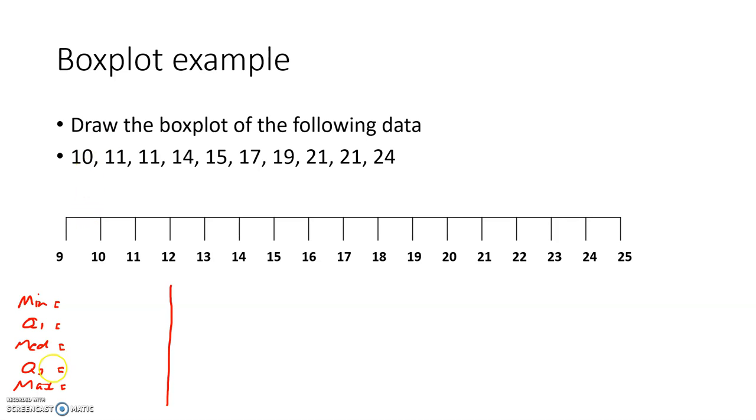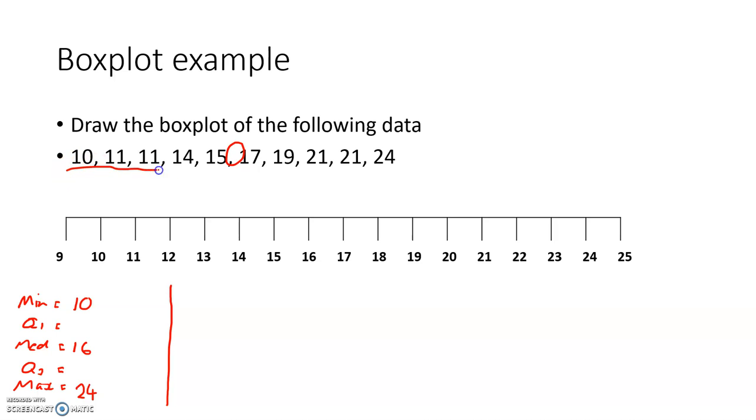So drawing box plots, the first thing we need is this 5-number summary. In this case, the minimum value was 10, maximum was 24. If we look for the median, 1, 2, 3, 4, 5, 6, 7, 8, 9, 10. 1, 2, 3, 4, 5 below, 1, 2, 3, 4, 5 above. Median is 16.